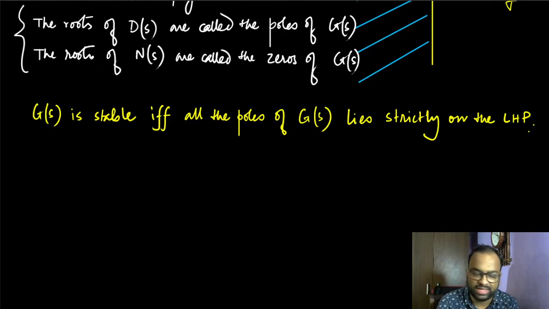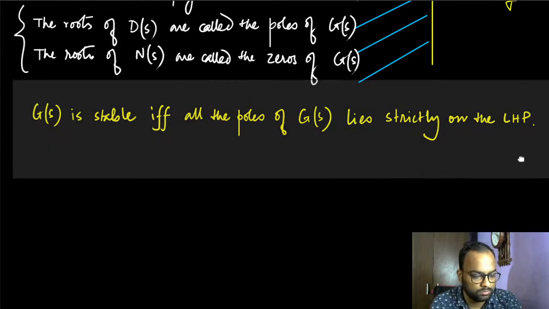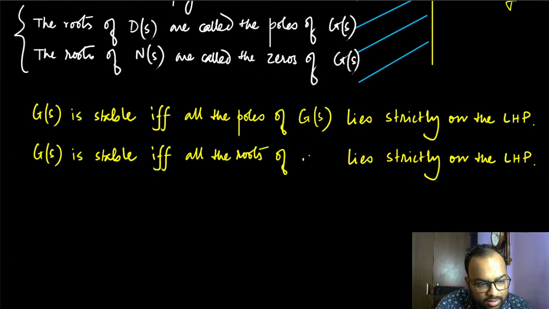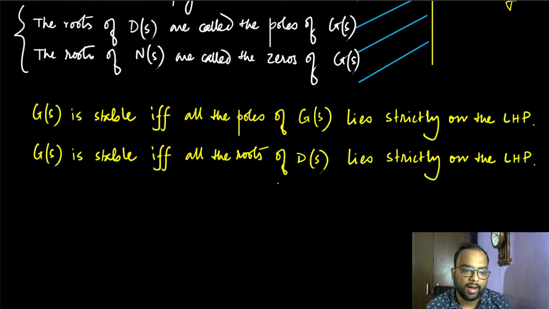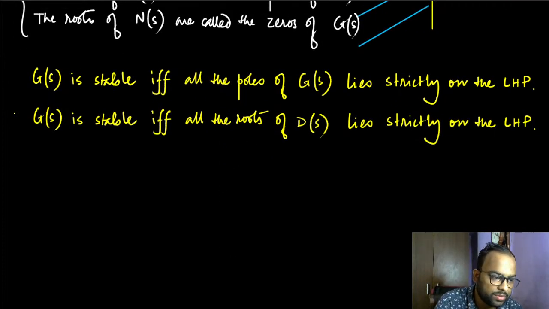So we can actually rephrase this by saying, instead of saying all the poles of G(s), we can simply say all the roots of D(s), all the roots of the denominator polynomial. If all the roots of the denominator polynomial are on the left half plane, then the same thing actually happens, right? So that is something we can say.